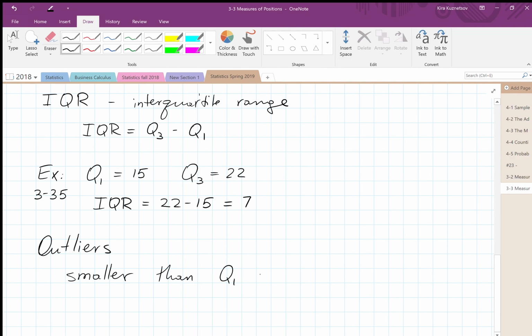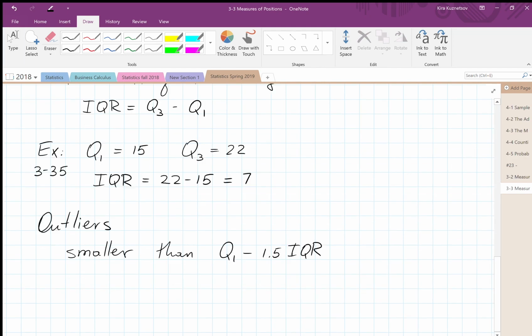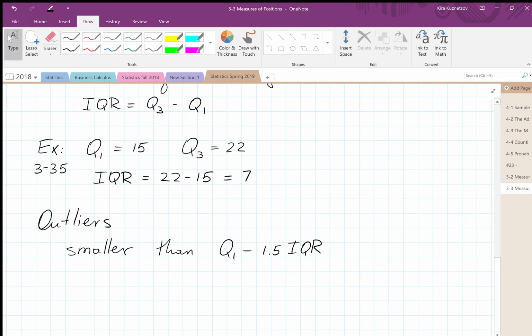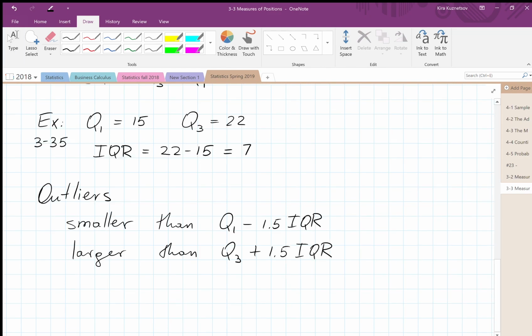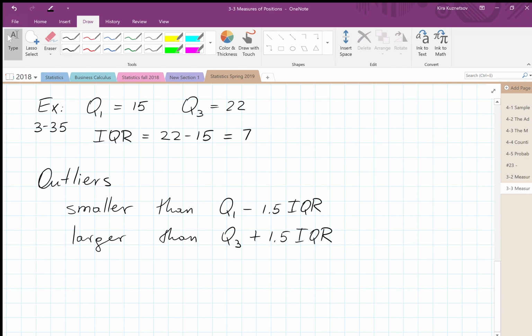The outliers, by definition in this book, so this is a way, this is not the way to find outliers, is you want to be smaller than Q1 minus 1.5 IQR. So you find your interquartile range, you multiply that by 1.5 and you subtract that from Q1. If you're any lower than this, you're called an outlier, or larger than the other way around on the other side of Q3. So you're going to add 1.5 IQR. So what I can do is we'll do a next example, 3-36, in Excel.